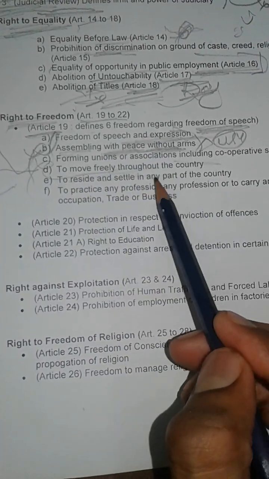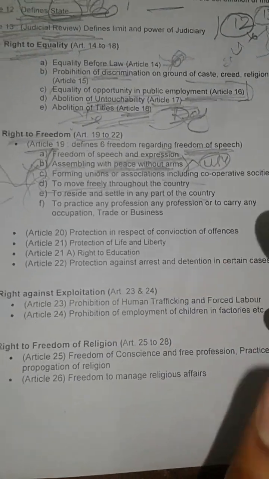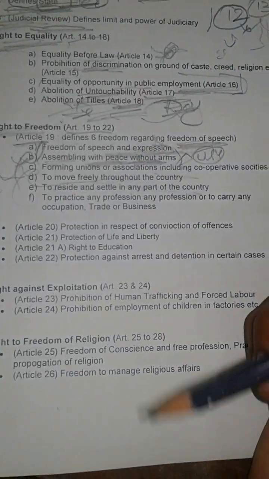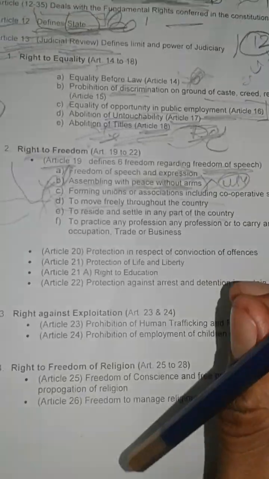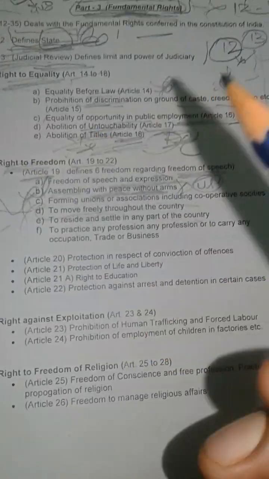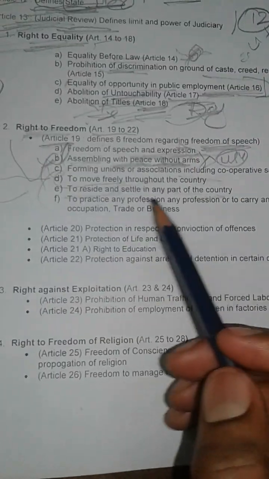To reside and settle in any part of the country. Each and every citizen has the right to reside in any part of the country. The people from Jammu and Kashmir can reside at Meghalaya, Shillong, or Karnataka. In the same way, the vice versa situation is possible under Article 19 of our Indian Constitution.